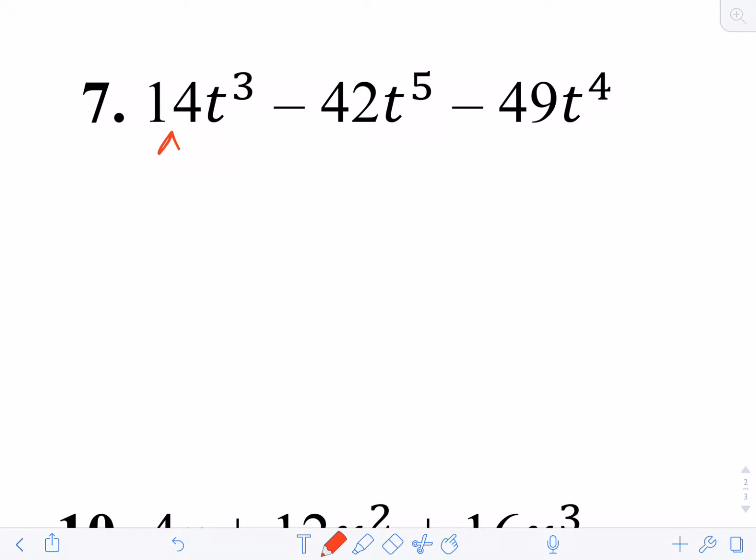For this one, 14 would be 2 times 7, and you have 3 t's. 42 would be 6 times 7. 6 is 2 and 3, and you have 5 t's, so 1, 2, 3, 4, 5. 49 is 7 times 7, and you have 4 t's.